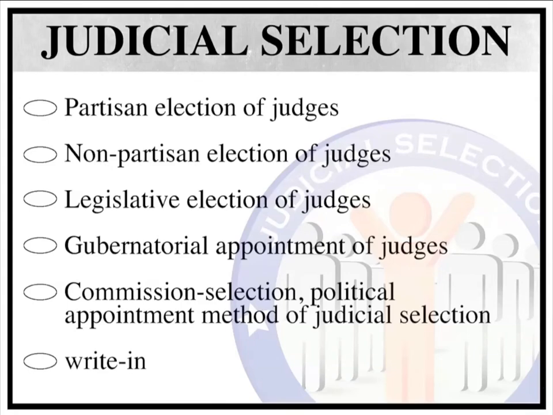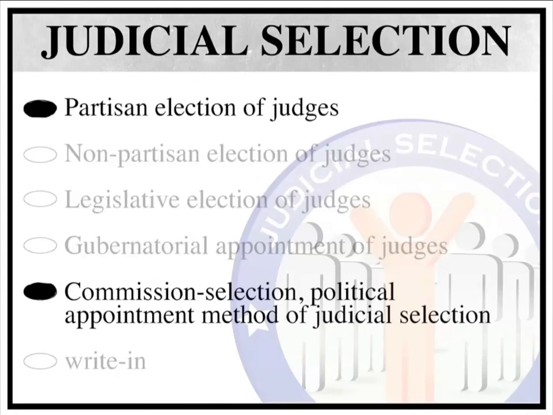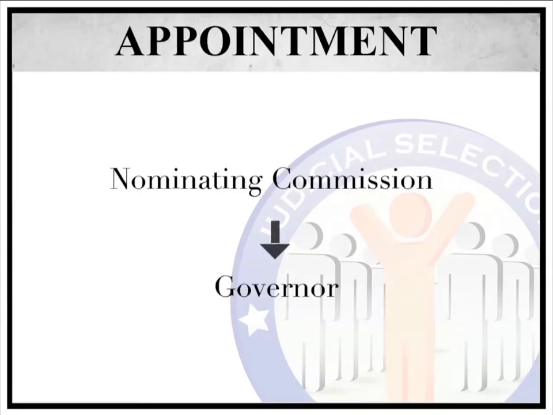Judicial selection in New York varies depending on the level of court. Candidates for the Court of Appeals and the Supreme Court Appellate Division are chosen by a nominating commission, and from those candidates, the governor makes the final appointment. For the Court of Appeals, appointees must be confirmed by the state Senate.